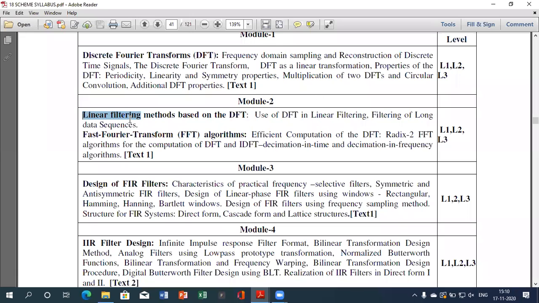Because the linear filtering method requires more time and more space and becomes difficult if the number of samples is very lengthy, whereas fast Fourier transform is capable of executing the samples much faster, and also uses less time with less memory.